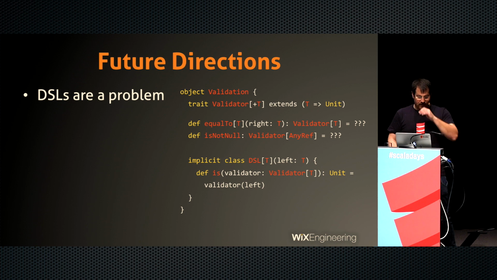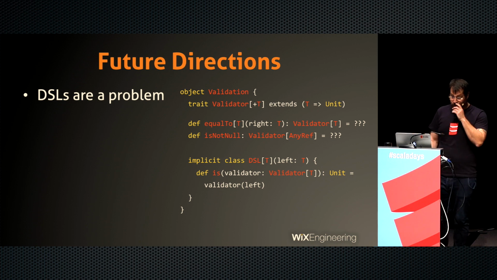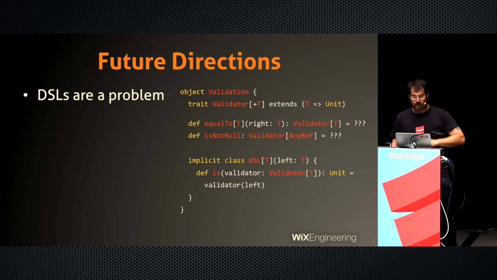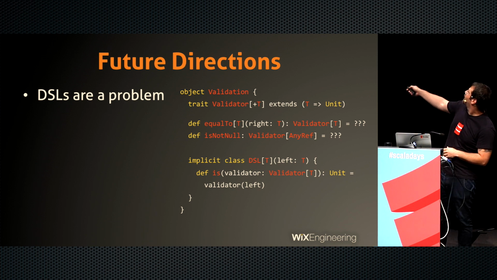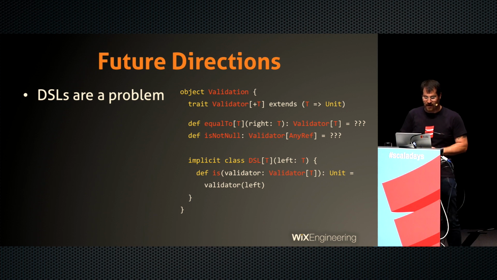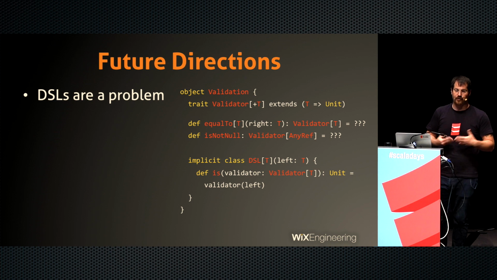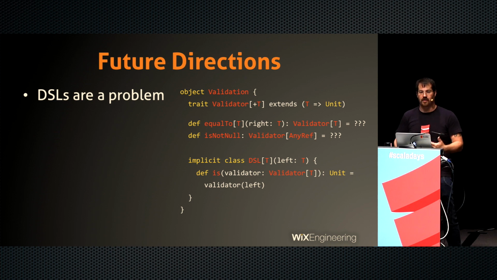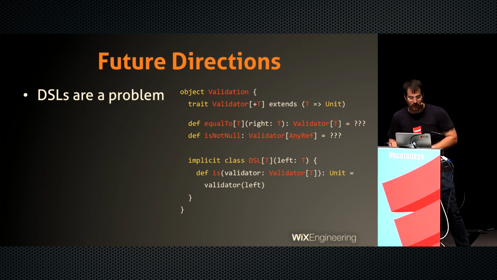Some ideas that are not out there yet. So DSLs are still a problem. If we take a look at this very, very artificial and simplified example of a validation API, you might have this extension, this implicit class that provides an extension method. So the idea is that you'll be able to write validation assertions in a nice syntactic way. Something like, my input string is equal to some expected string.